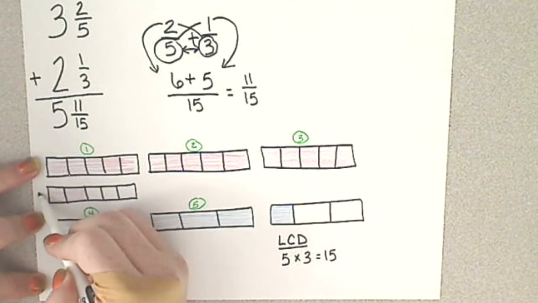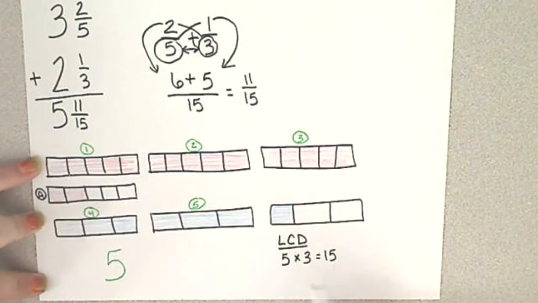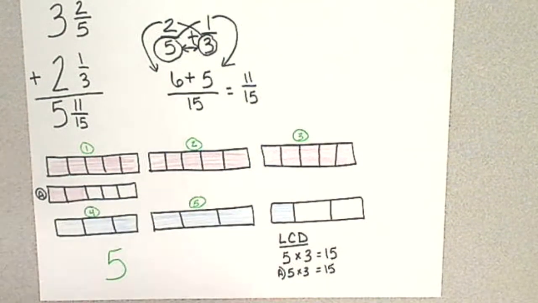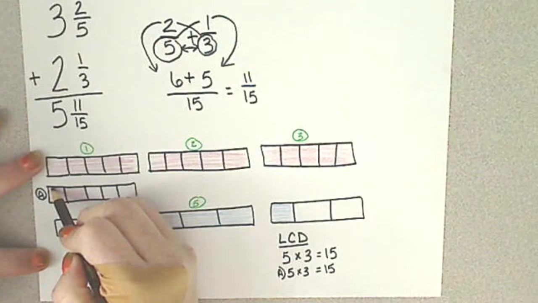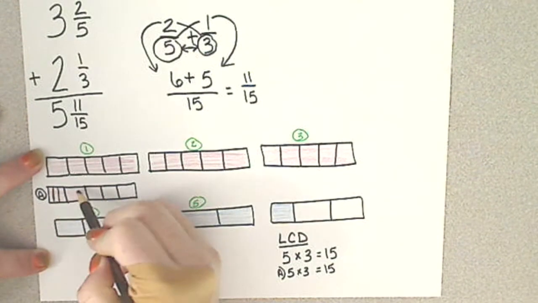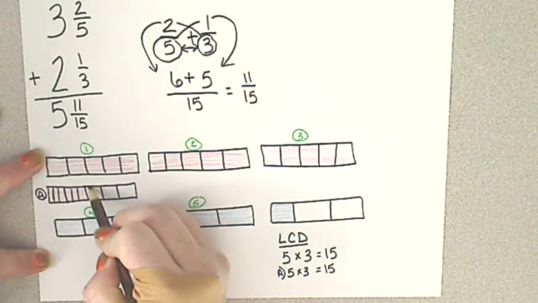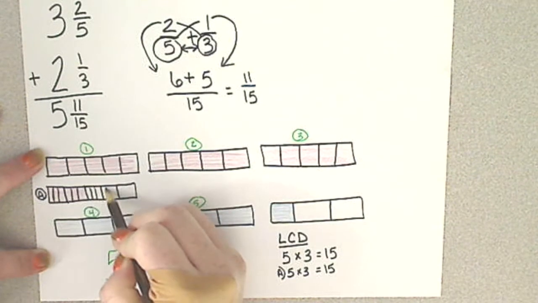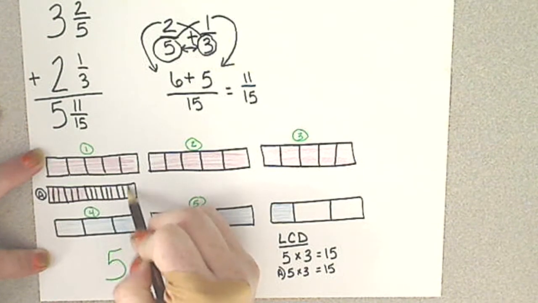Well, bar A has 5 pieces right now. And to turn that into 15, I need to multiply by 3. That means I need to split each piece in the bar by 3. So there's 3, 3, 3, 3, and 3.